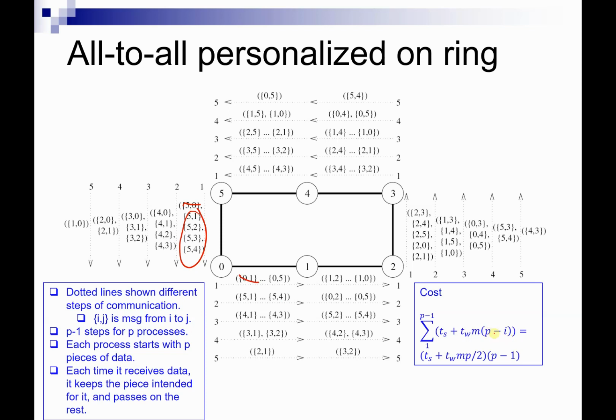And so the time for the ith time step is like this. Then we need to sum this up for all p minus 1 steps. The sum is basically going to end up being something which is quadratic in p.